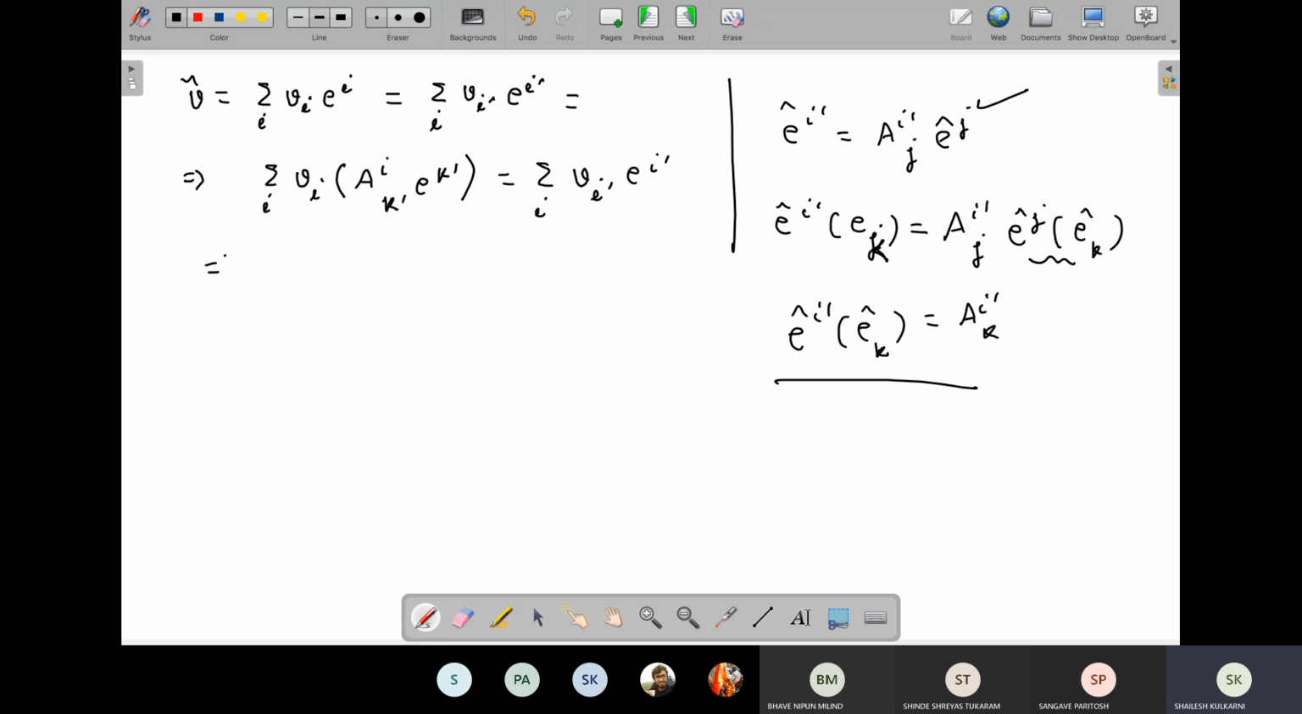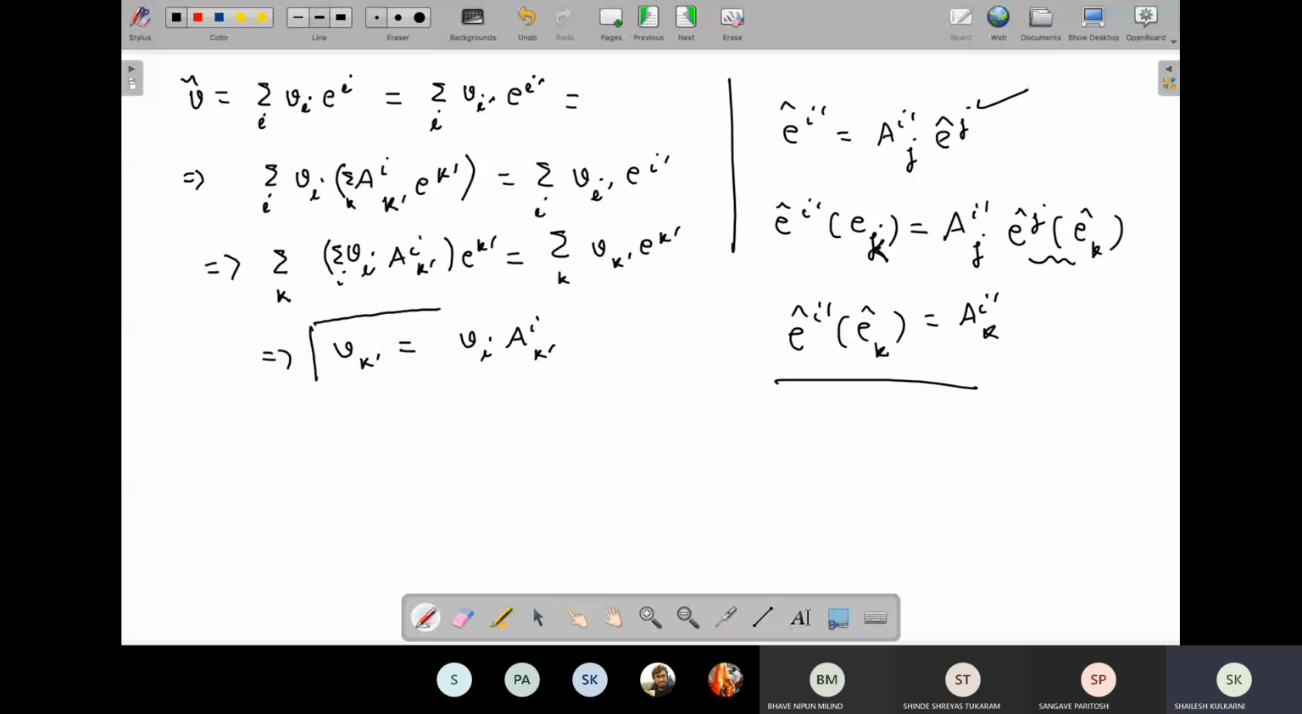Now you see, I can write the summation over k here first. Then I will write v_i a_ik', summed over i, and e_k'. This i' is summed over, so I can write here k, v_k' e_k'. Now you compare the coefficients. This implies that v_k' is equal to v_i a_ik'. Is it clear? This is how the component of your dual vector will transform.